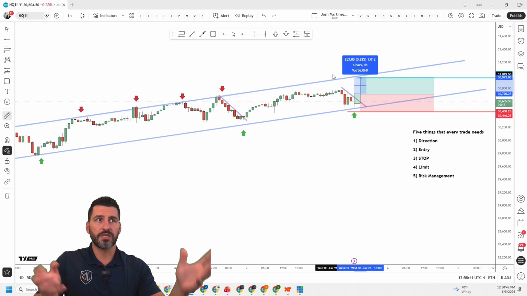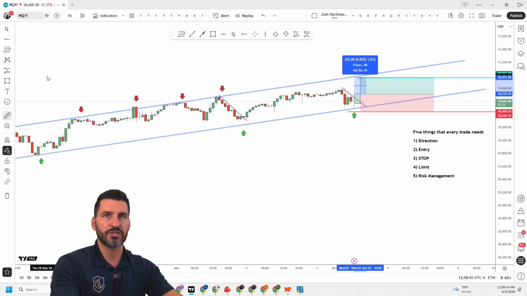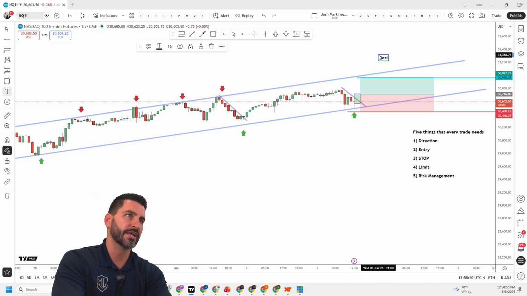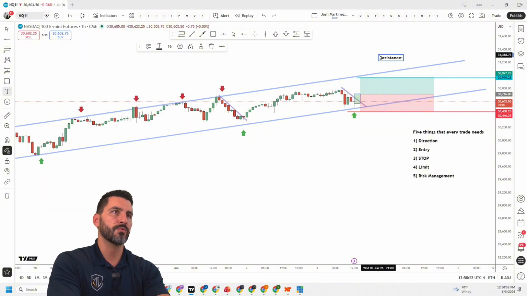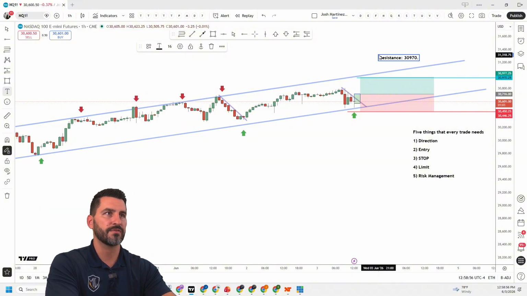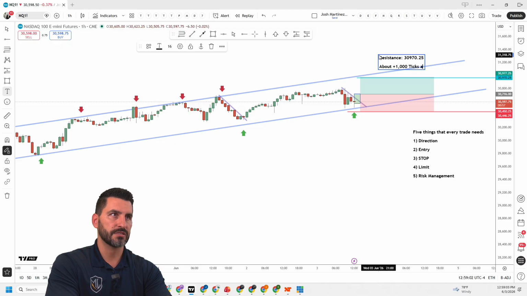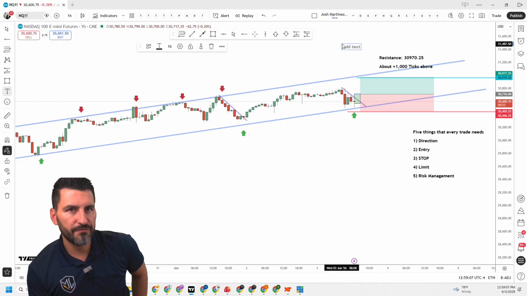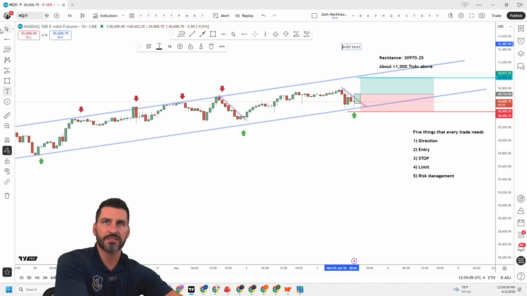So I want the reward of 1,000 ticks, but I do not want the stop or the risk of 1,000 ticks. So what do I do? Well, number one, I'm going to acknowledge the end goal in mind, which would be resistance, which would be 30970.25, and I'm going to say about 1,000 ticks above.